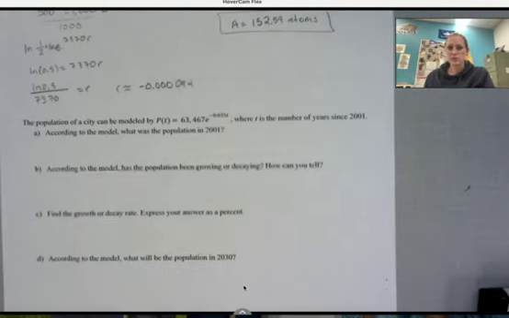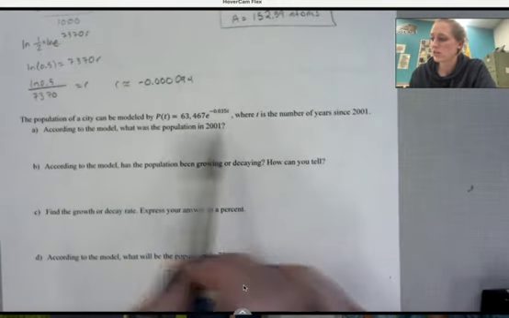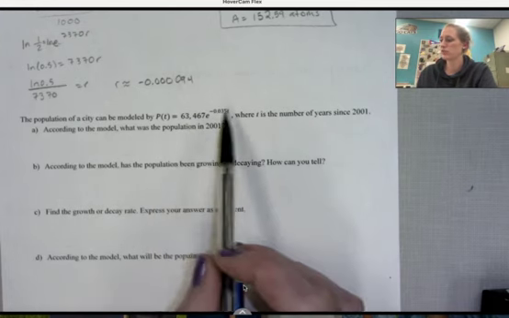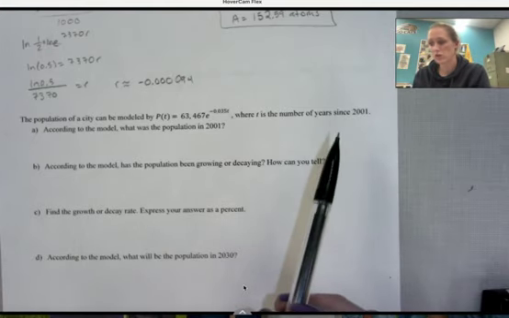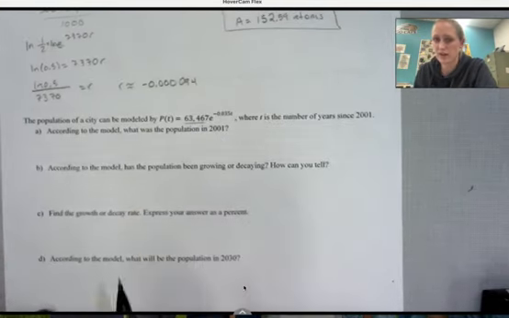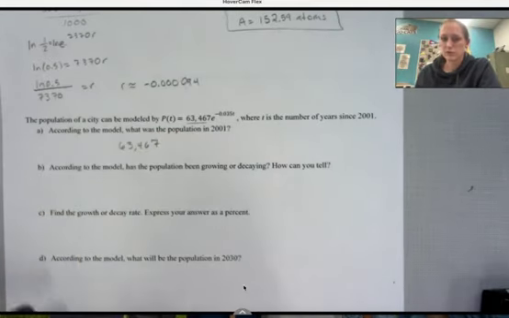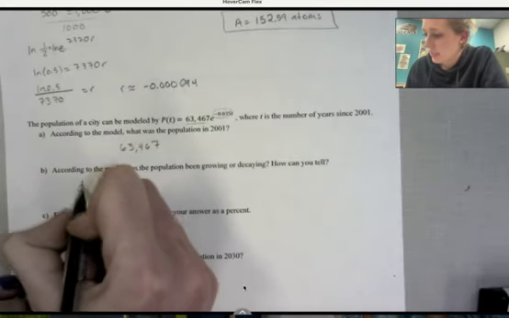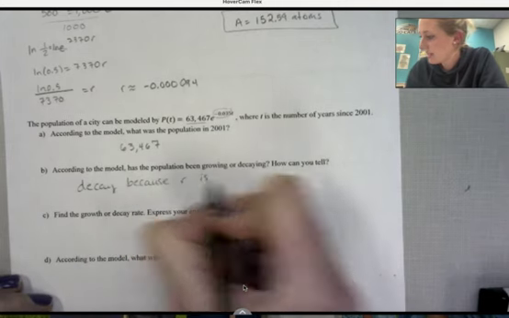Okay, we can also use population using this PERT formula as well. So they're asking, according to this equation, that's a model, what was the population in 2001? So this model is for the population since years in 2001. So 2001 was the starting point. So the starting population is right there. So there were 63,467 people in 2001. Is this model a growth model or decay? Well, this is negative, so it's decaying. Decay because R is negative.